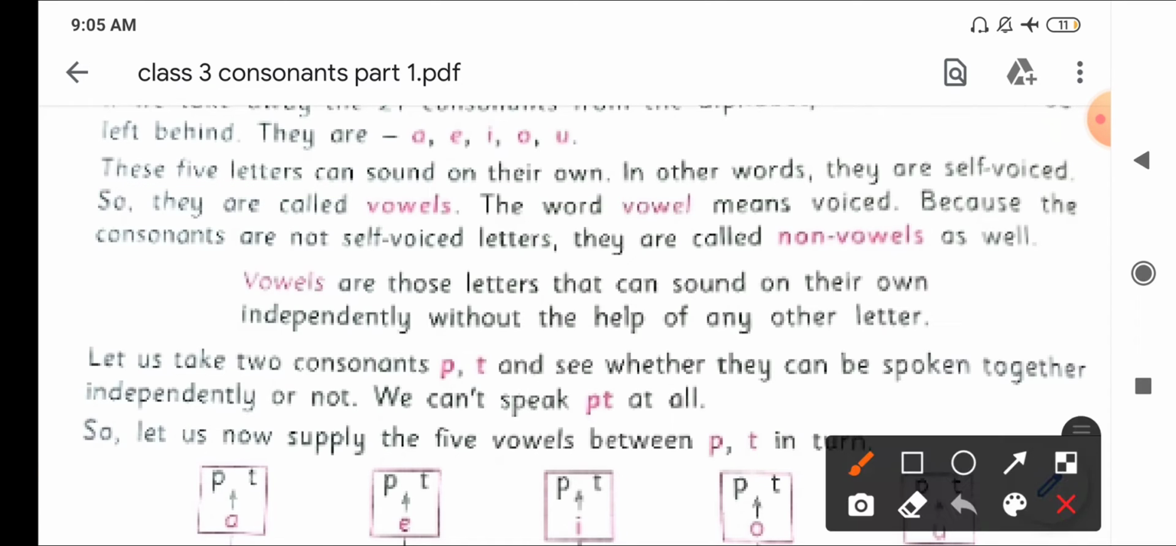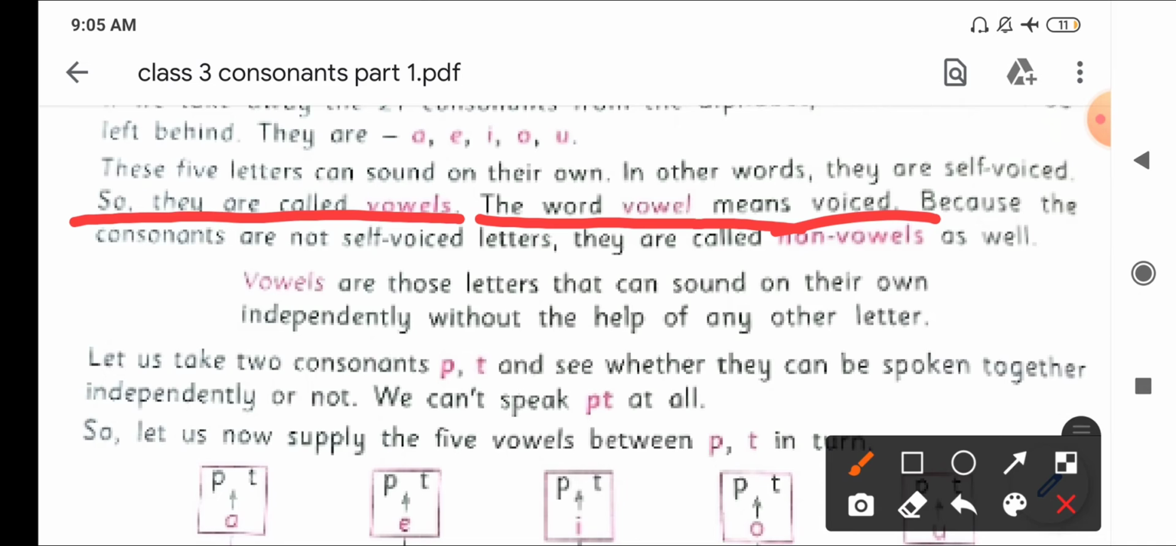In other words, they are self-voiced. That means they do not need the support of any letter. Consonants need the support of vowels to be pronounced, but vowels do not need the support of any other letter or letters. So they are called vowels, isn't it? The word vowel means voiced. What is the meaning of vowel? Voiced. That means it doesn't need the support of other letters.